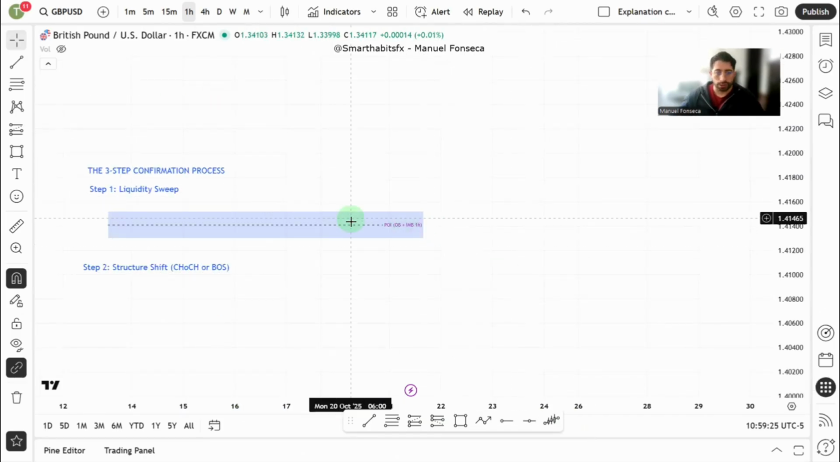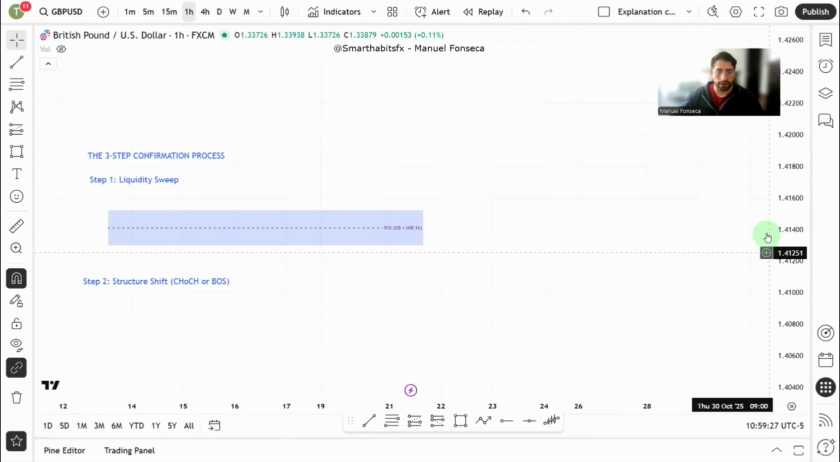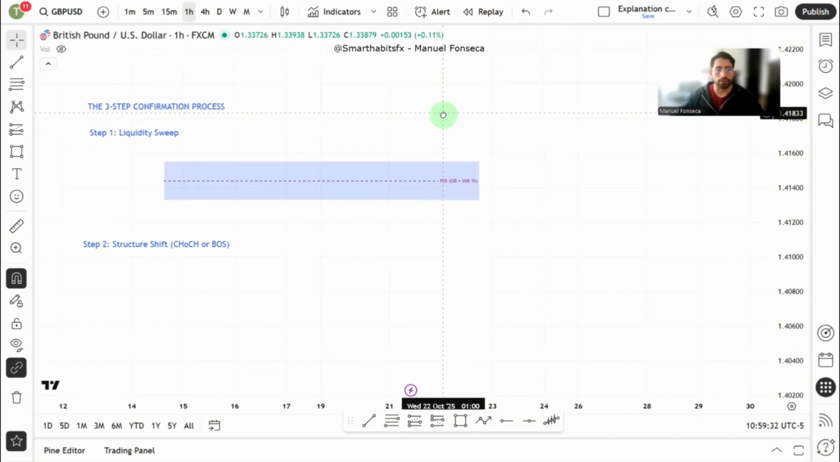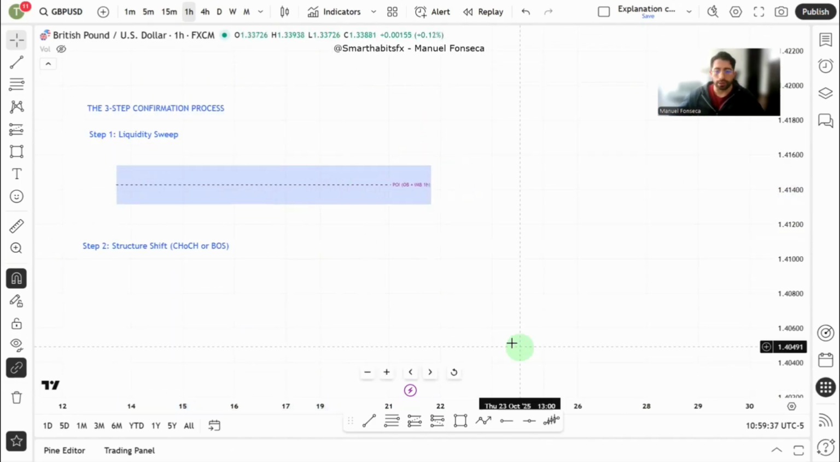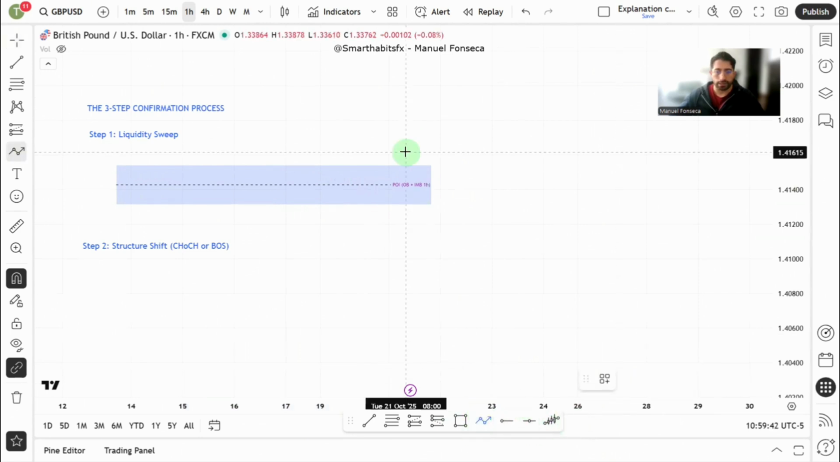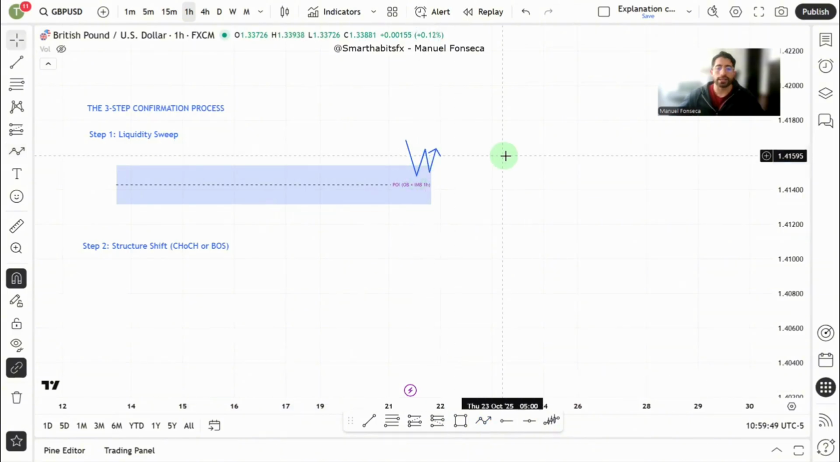After we spot those areas, that is where we're going to find our confirmation. So it is in 3 steps. Step number 1, liquidity sweep. Guys, for those that do not know the concept of liquidity sweep, it is when the price gets to this area, to a point of interest, and creates liquidity.